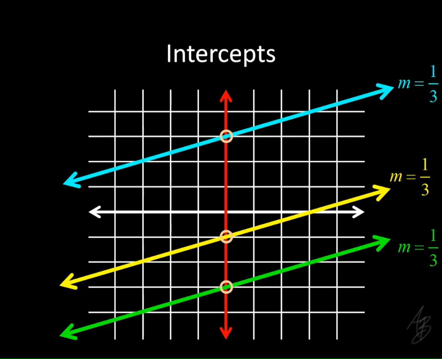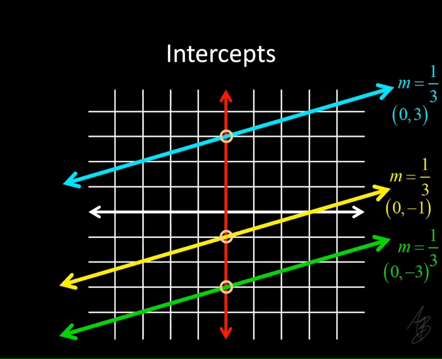So the blue line has a y-intercept of 0, 3. The yellow line has a y-intercept of 0, negative 1. And the green line has a y-intercept of 0, negative 3, right? So those are the y-intercepts. What do you notice about all three of those points? The x-coordinate is 0 for all three of them. In fact, any y-intercept is going to have an x-coordinate of 0. And the reason is the y-axis is exactly where x equals 0. So if it's crossing the y-axis, the x-coordinate has to be 0.